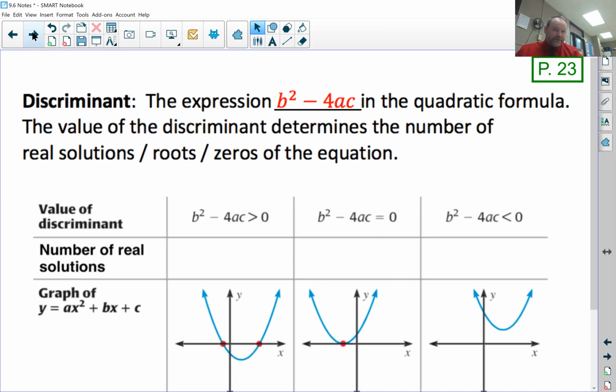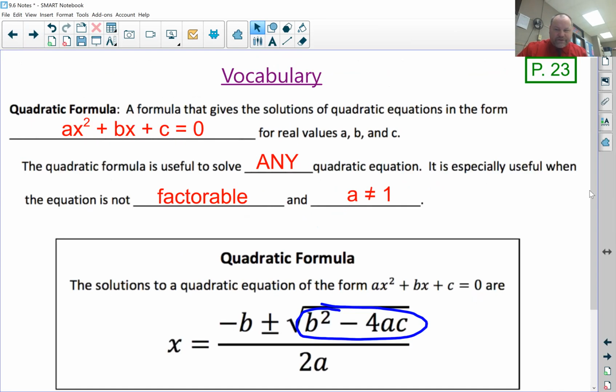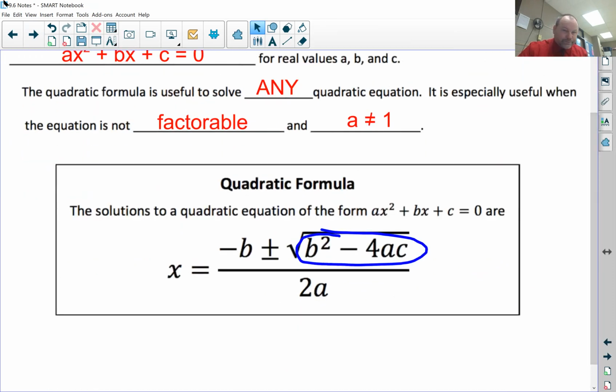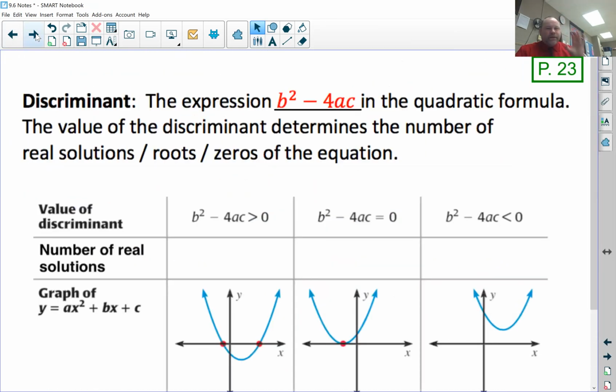So the discriminant is that part of the quadratic formula that I just circled. It's the part that's underneath the root or inside of the radical. The expression b squared minus 4ac in the quadratic formula. The value of the discriminant determines the number of real solutions or roots or zeros there are in the equation.